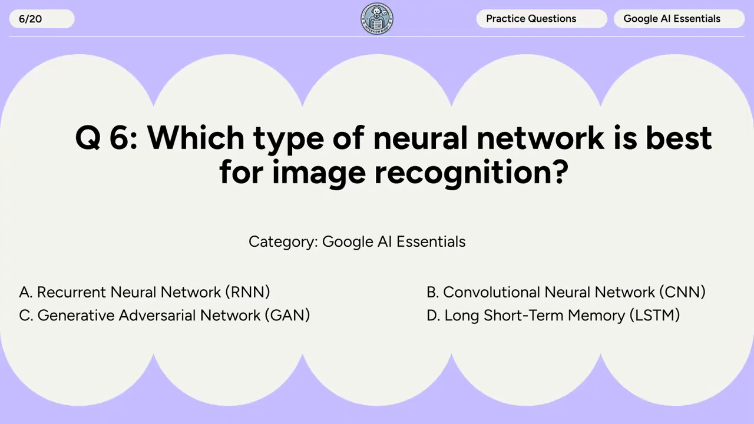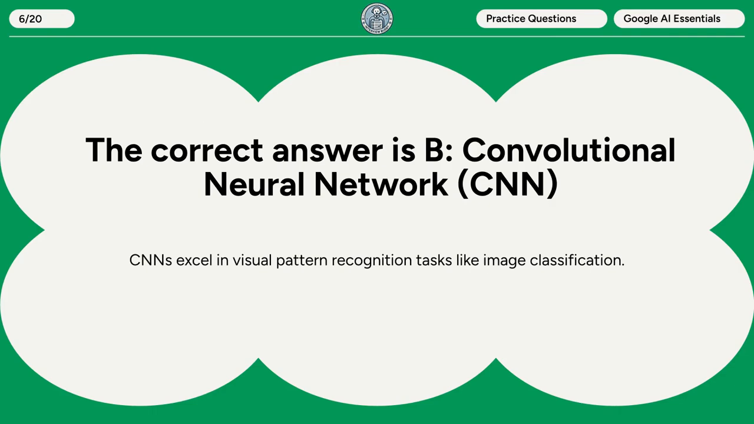Question 6. Which type of neural network is best for image recognition? A. Recurrent neural network. B. Convolutional neural network. C. Generative adversarial network. D. Long short-term memory. The correct answer is B. Convolutional neural network. CNNs excel in visual pattern recognition tasks like image classification.